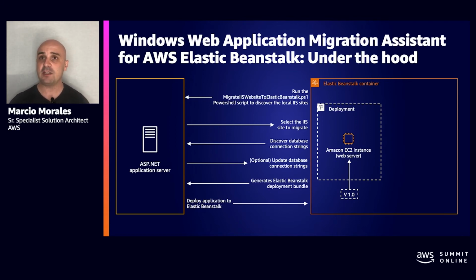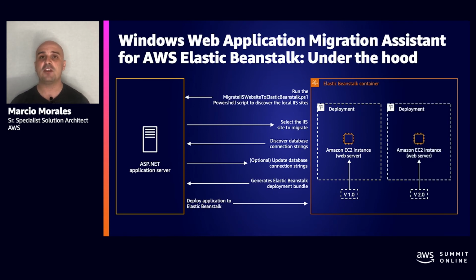And inside the container, you have deployments. So you can use rolling updates deployment, or A/B testing. So it's quick and easy. You can move your app from on-premise to Elastic Beanstalk using our open source solution.